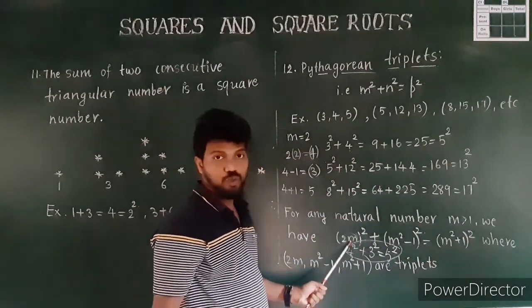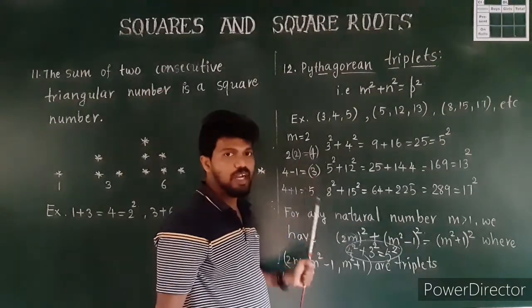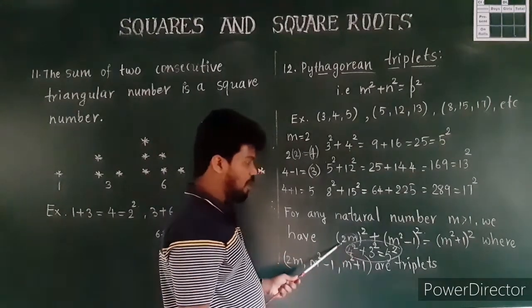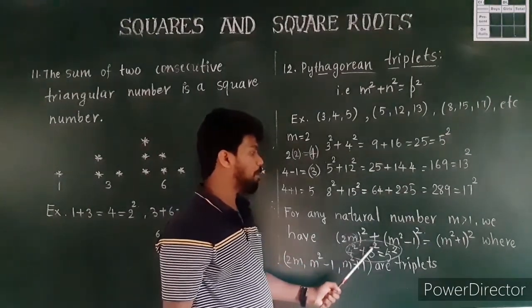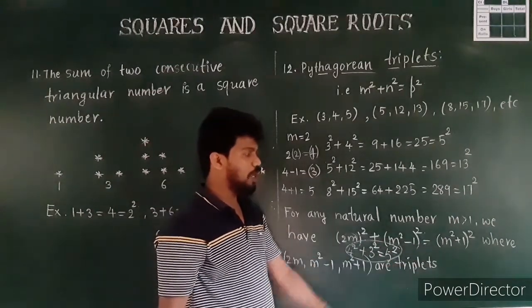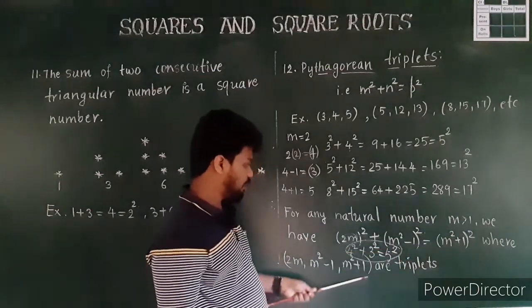Similarly you get like this when you substitute. Now I substitute 2, next you substitute 3, next you substitute 4. You continue getting Pythagorean triplets using the equation (2m) whole square plus (m square minus 1) whole square equal to (m square plus 1) whole square. So this is the form of the triplets.